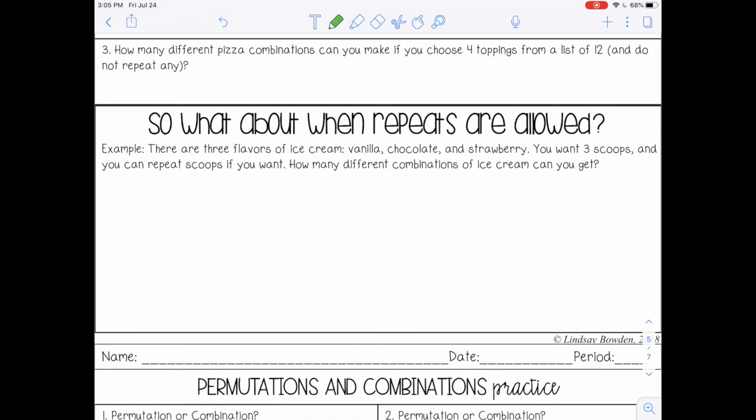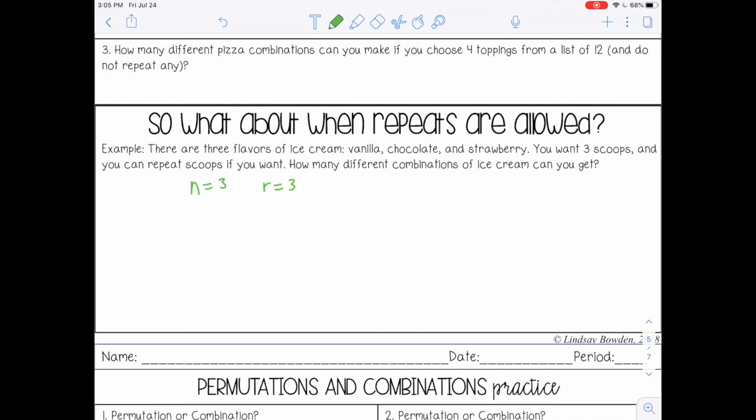Okay, so in this example, there are 3 flavors of ice cream: vanilla, chocolate, and strawberry. So that's my N. And we want 3 scoops. And we can repeat scoops if we want. So how many different combinations of ice cream can we get?